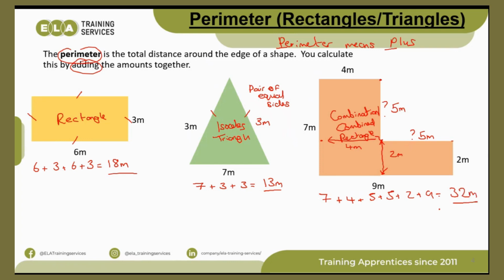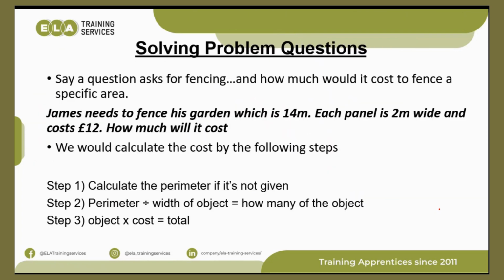But now say we've got problem questions where perimeter is used in daily life. Because it's the outside of a shape, things like fencing, skirting boards, hedging, anything to do around the outside of a shape. So say a question asks for fencing and how much it would cost to fence a specific area. For example, James needs to fence his garden, which is 14 metres, and each panel is 2 metres wide and costs £12. How much will it cost altogether?